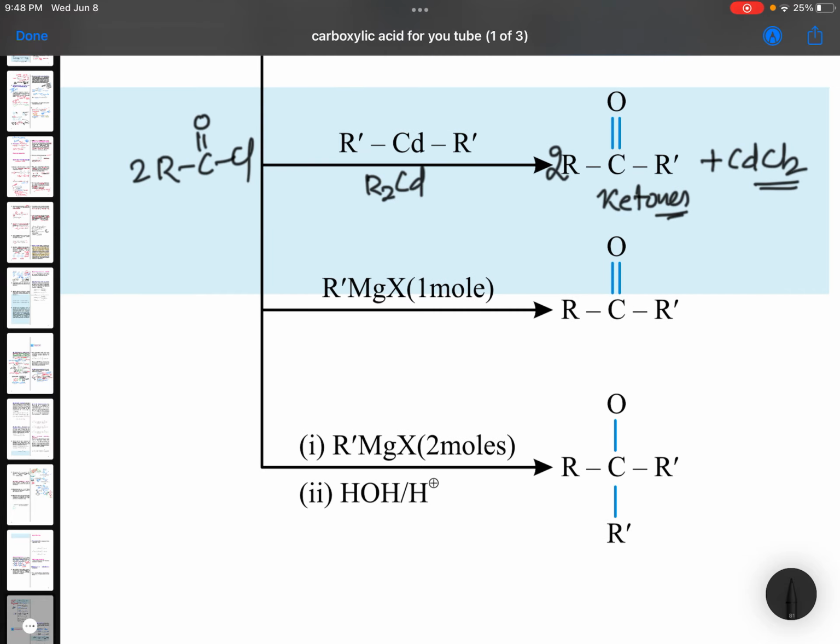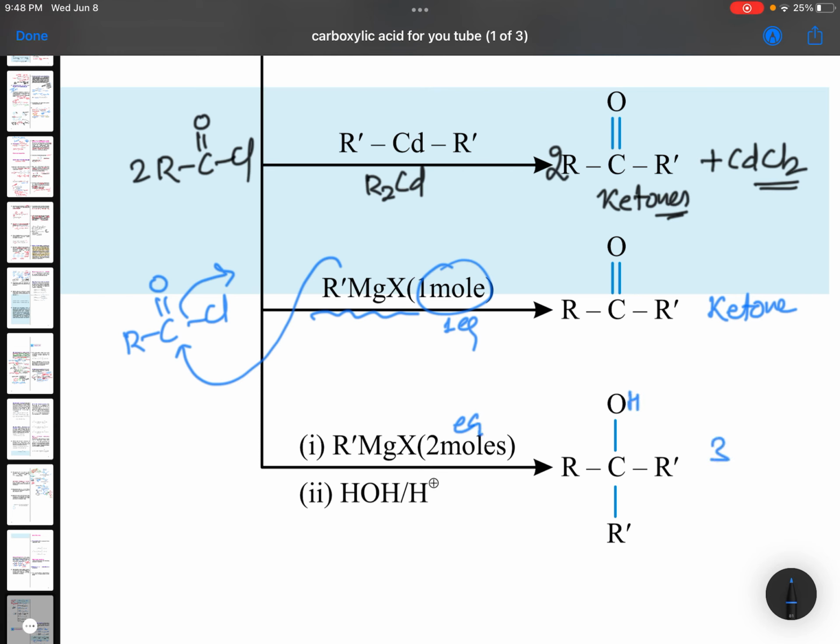Then, Grignard reagent if you are taking. When you are taking 1 mole, or 1 equivalent when it is mentioned, you are getting ketone. How? RC double bond OCl, the chlorine simply goes out. But if you are doing this with 2 moles, or 2 equivalents, then it is going to convert into tertiary alcohol. This is tertiary alcohol. R, R dash, R dash, and again R dash. This tertiary alcohol is formed.